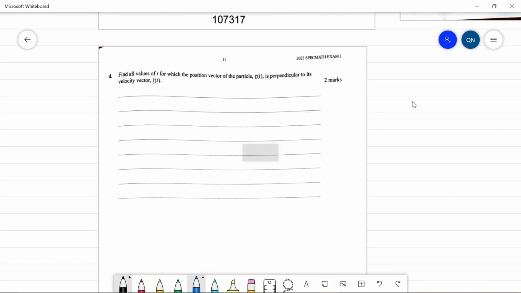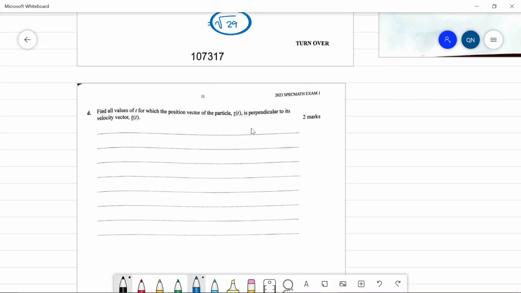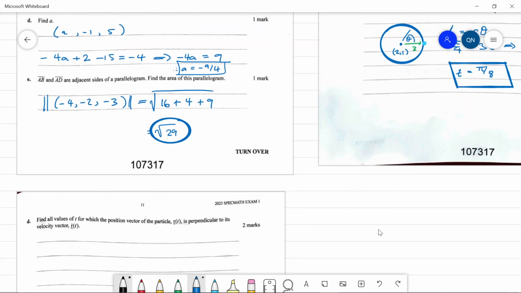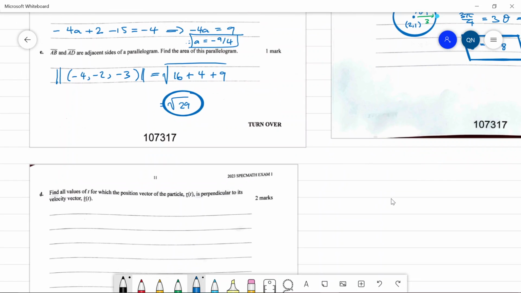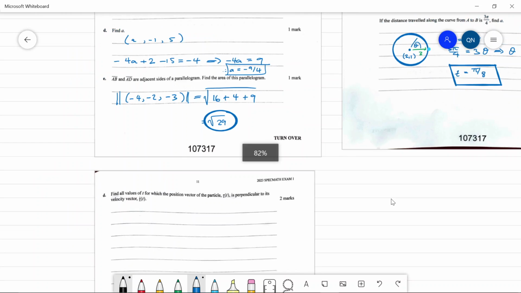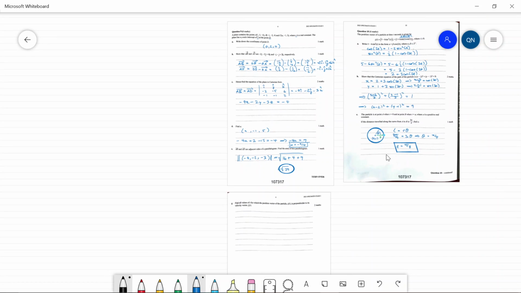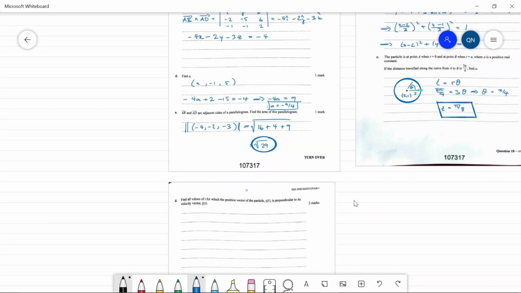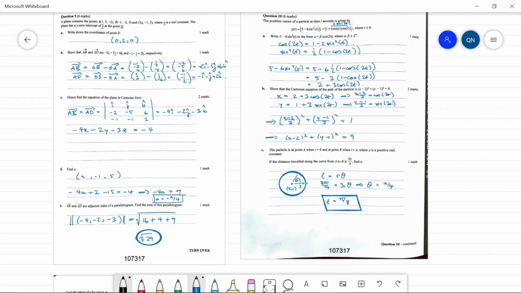Find all values of t for which the position vector of the particle, r of t, is perpendicular to the velocity vector. I was going to say it's all values, but it's actually not, because this is not centered at 0. So what we need to do is get the velocity of that somehow, and then just dot it with the position vector and set that equal to 0 and solve for t, which shouldn't be too bad to do.